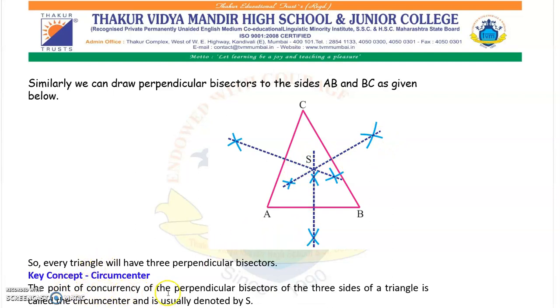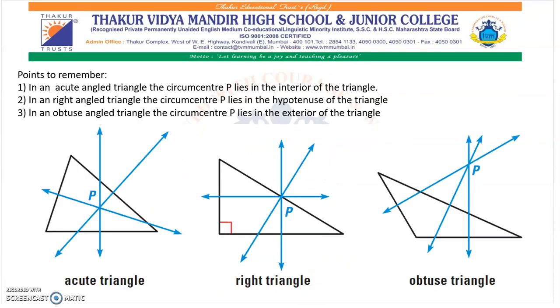The point of concurrency of the perpendicular bisectors of the three sides of a triangle is called the circumcenter and it is usually denoted by S. Now, there are some points which you have to remember.